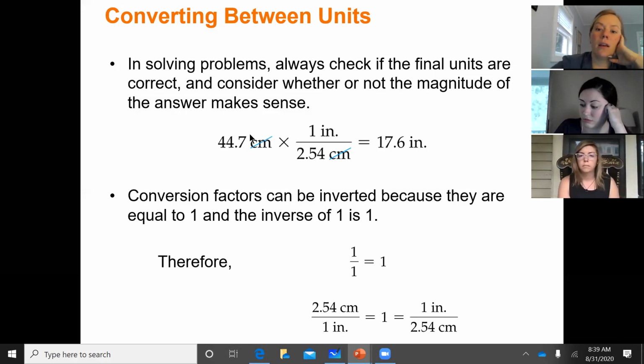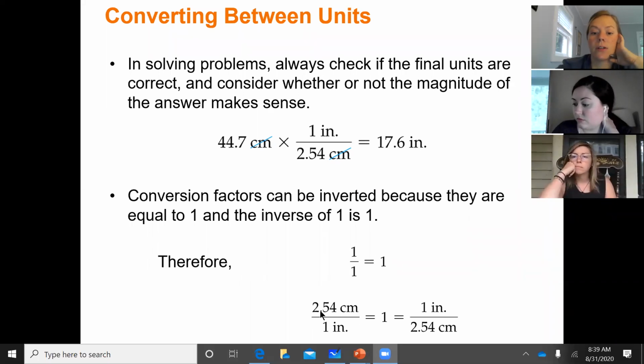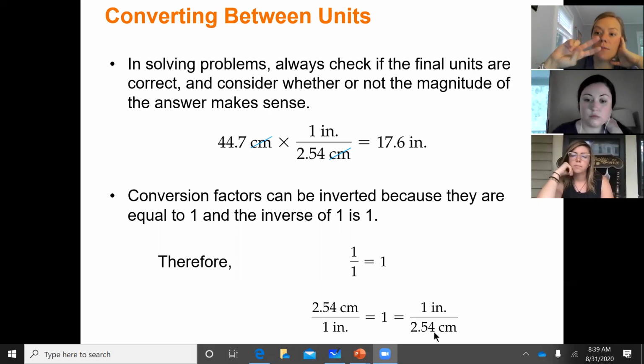And we're not changing this value, and we're not changing this magnitude, because in theory, this thing right here is equal to 1. So we're just taking a number and multiplying it by a value of 1. We're just shifting the units. Your conversion factor can be written either way. You can write it as 2.54 centimeters over 1 inch, or 1 inch over 2.54 centimeters. You have that ability to flip back and forth.